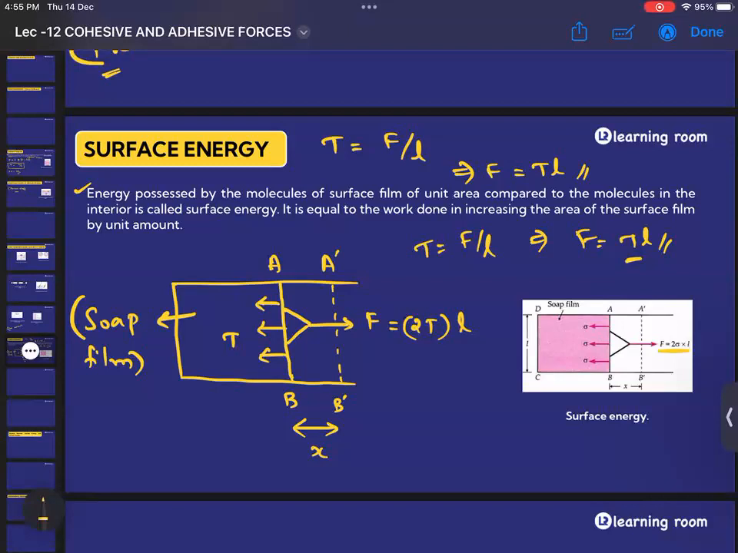Is the point getting registered in your mind? Right? This is a very, very important thing. Okay. You need to have this in your mind. A soap film has two free surfaces.